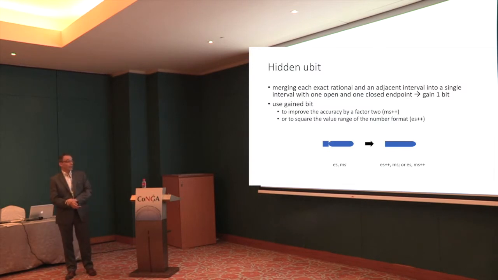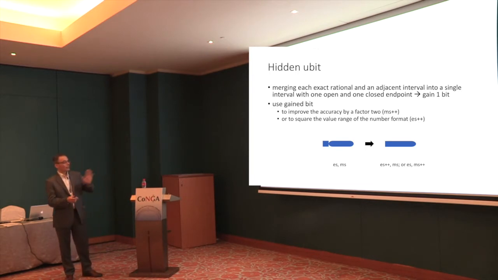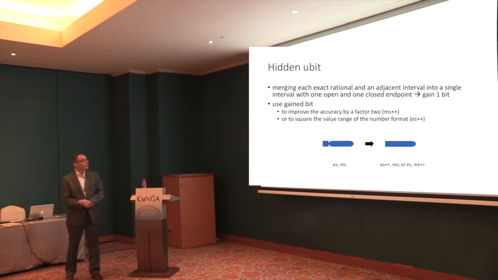If we do that with the type 1 unum, then we are actually gaining 1 bit because we can make the u bit something like a hidden bit. This is thinking of merging the exact rationals with one of the adjacent intervals. We can use the gained bit to improve the accuracy by a factor of 2 or to even square the value range of the number format.